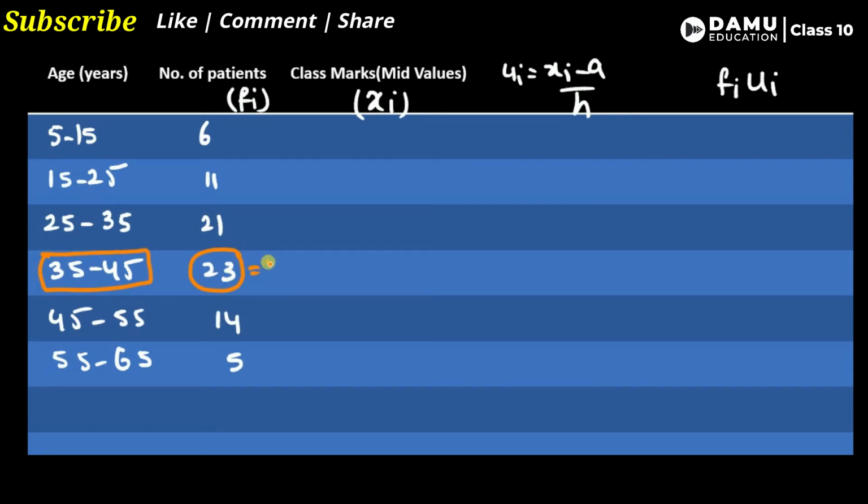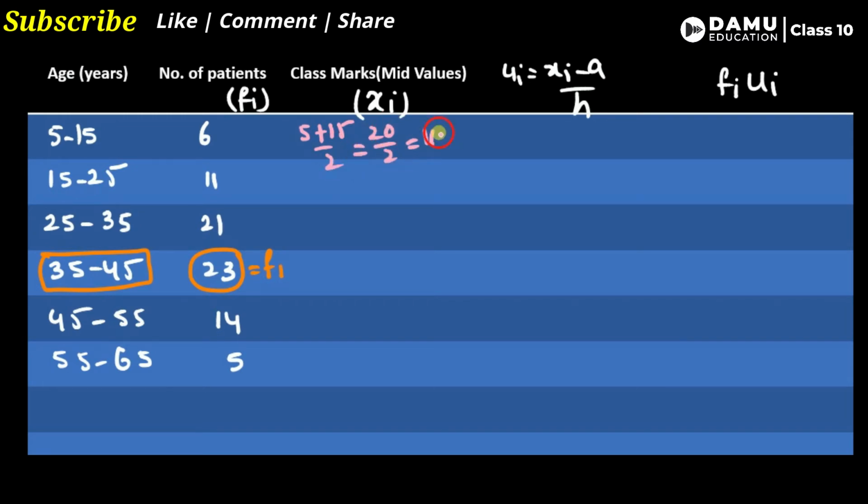This value is nothing but f1. Whatever is given, we have to take it as f1. The class mid values of the class intervals are: 5 plus 15 by 2, that is 20 by 2, we will get 10.